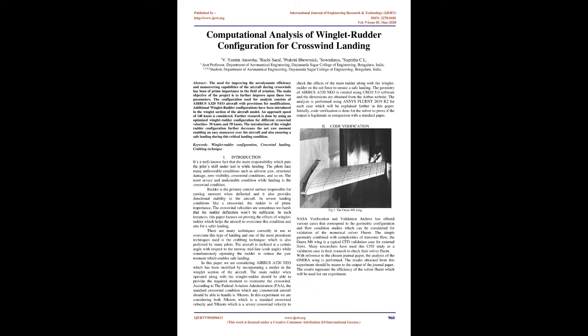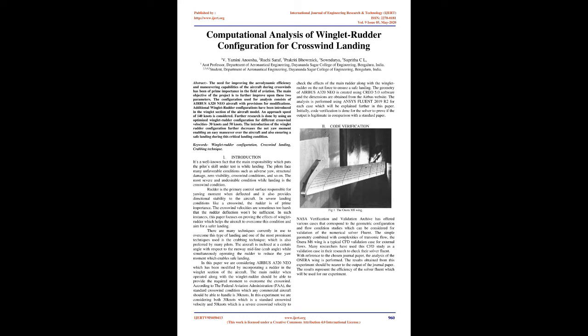Rudder is the primary control surface responsible for yawing moment when deflected, and it also provides directional stability to the aircraft. In severe landing conditions like a crosswind, the rudder is of prime importance. The crosswind velocities are sometimes too harsh that the rudder deflection won't be sufficient. In such instances, this paper focuses on proving the effects of Winglet-Rudder, which helps the aircraft to overcome this condition and aim for a safer landing.